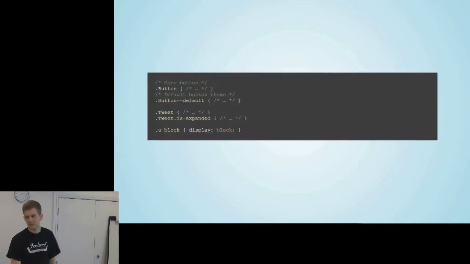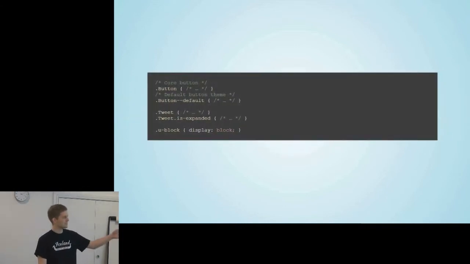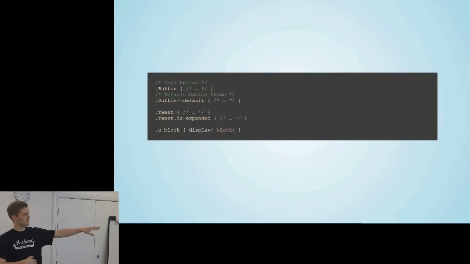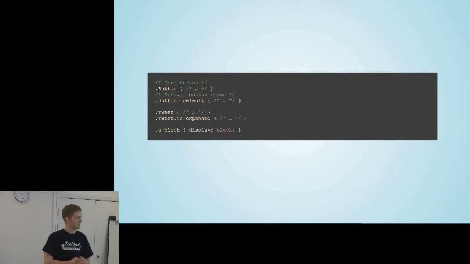Here's an example. Here we have a button style. And yes, you see casing is actually allowed in CSS. So instead of having dashes to mark different words, he uses Pascal casing for the block itself, for the components itself, and camel casing for the elements, sub-elements. So there we have the core button and default theme modifier.